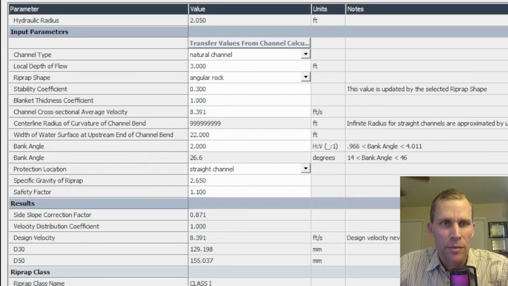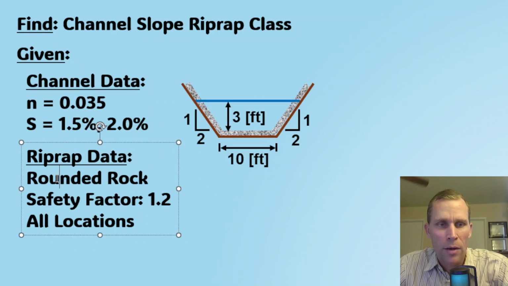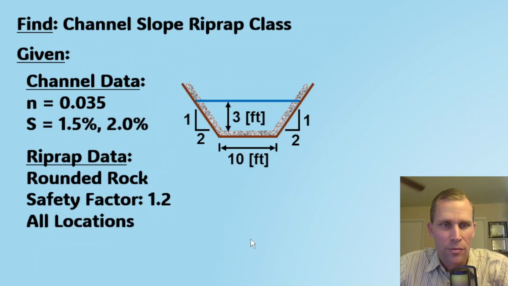So if I scroll down here, we now have a number of input parameters that are associated with the riprap calculator, some of which are taken from the channel calculator results, but a few of them I need to specify myself. So let's go back to our problem statement. Rounded rock, safety factor, and all locations is the information we're given. Now, if there's other data to provide and it isn't in the problem statement, I'm probably just going to go with the default value that's set in the riprap calculator.